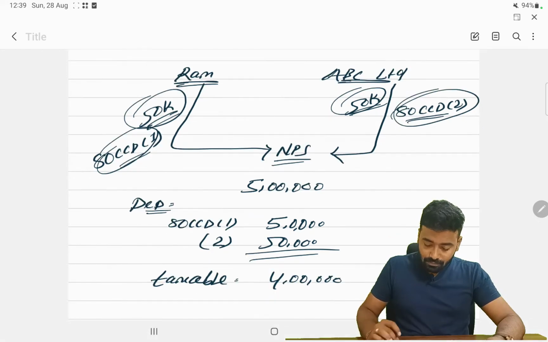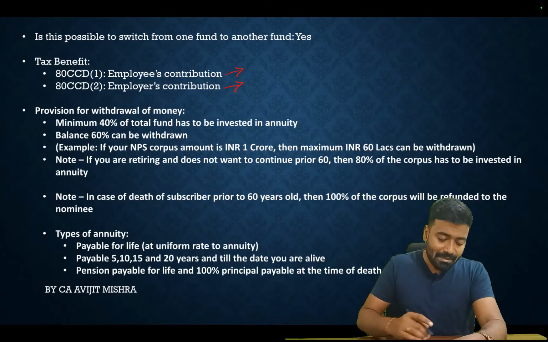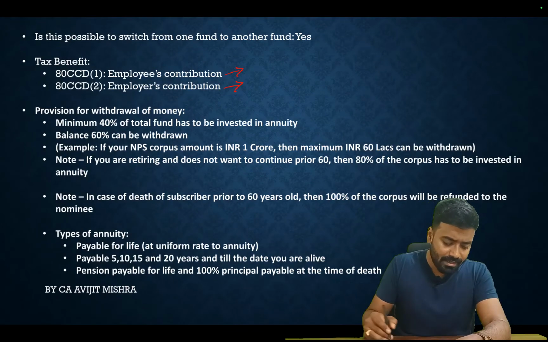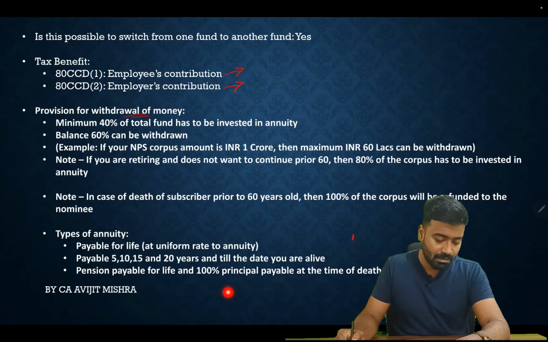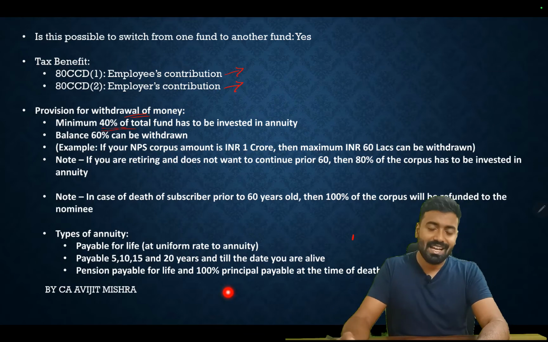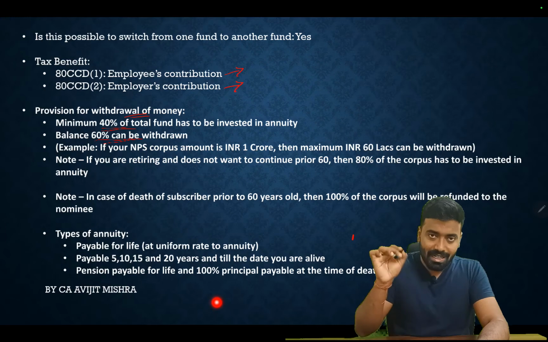Okay, so let's come to the next thing. Tax benefit we are getting under 80CCD(1) and 80CCD(2). The next thing is the provision for the withdrawal of the money. How can you withdraw that money and what is the provision for that? Minimum 40% of the fund has to be invested in the annuity. Remember one thing, 40% of the money has to be invested in the annuity, and the balance 60% can be withdrawn.